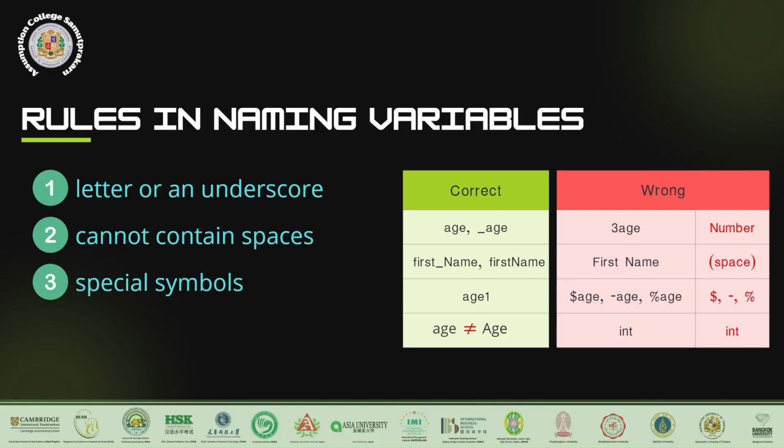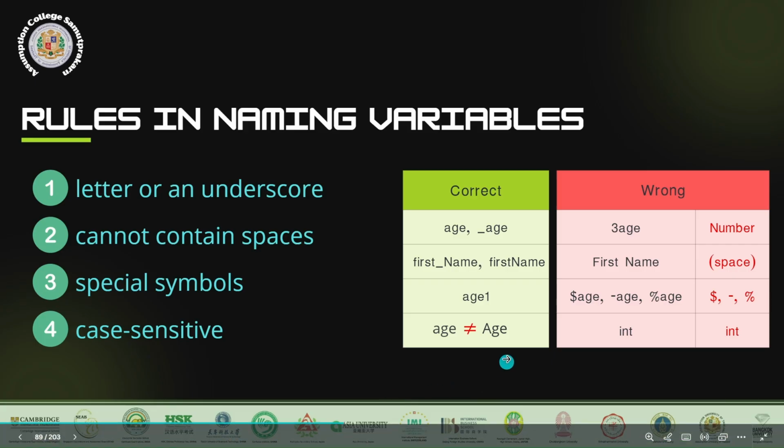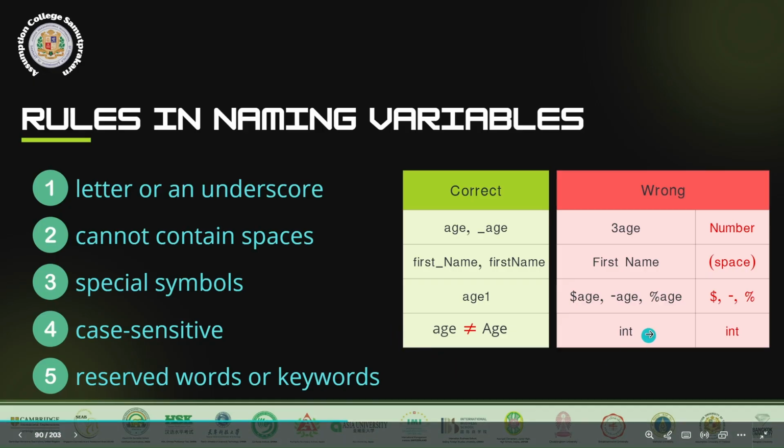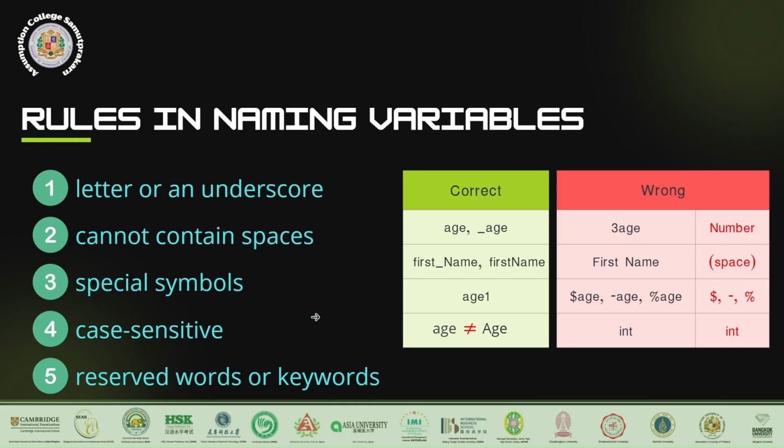Fourth, variable names are case sensitive. This means that age and Age are considered different variables in C programming. Lastly, avoid using reserved words or keywords in C, such as int, float, char, or return, as variable names, because these words already have special meanings in the language. Following these rules will help you avoid errors and make your programs more organized and easier to understand.